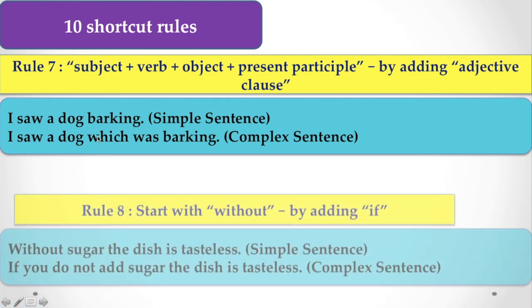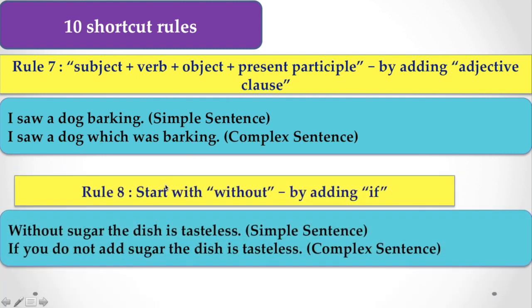Now, next rule for you. If the simple sentence starts with without, when you try to convert that simple sentence, you have to add if to make it the complex one. "Without sugar, the dish is tasteless." So you have to change it into a complex one like this: "If you do not add sugar, the dish is tasteless." So you have to use if.